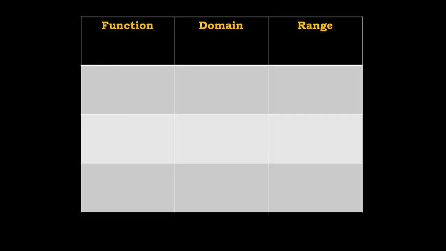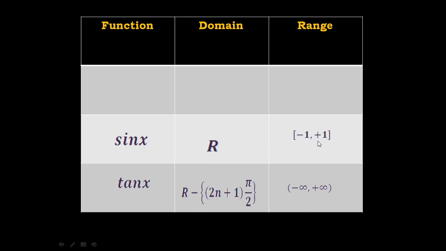So let us compare this tan with sine and cos. For the tan function we have seen the domain is all the real numbers minus odd multiples of pi by 2 and the range is from minus infinity to plus infinity. But for the sine function, we have seen the domain is all the real numbers, but the range is only from minus 1 to plus 1. If you have any doubt in this part, then you can watch the video titled Graph of Sine and Cos. And the link has been given in the description. So for the cos function, the domain and range is the same as that of the sine.